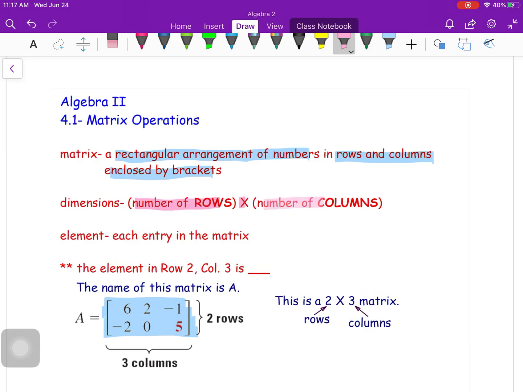The dimensions of a matrix are the number of rows by the number of columns. So as you can see, our matrix has 2 rows. Rows go across, and 3 columns. Columns go up and down. So it is a 2 by 3 matrix. And we call each number an element. That is each number you put into the matrix.